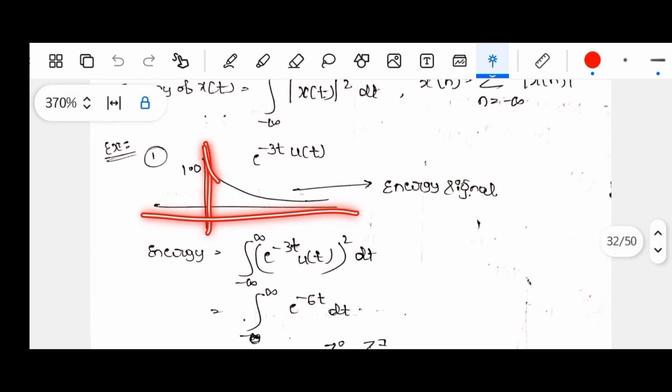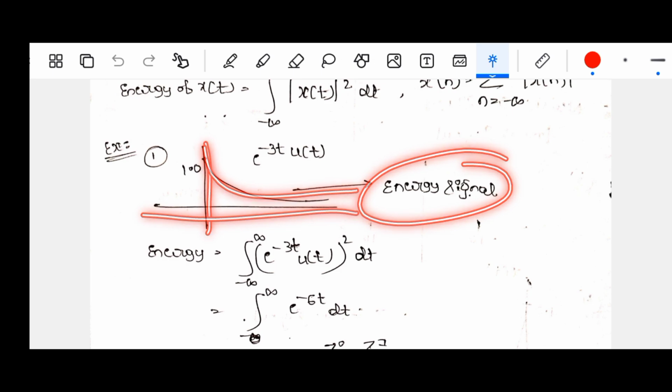See this. It is gradually decreasing. Therefore, this is gradually decreasing. At some point, it is constant. Therefore, this is an energy signal.